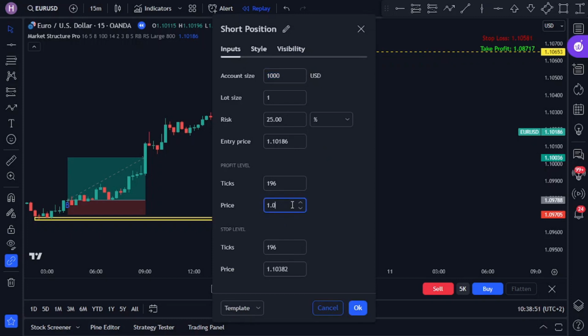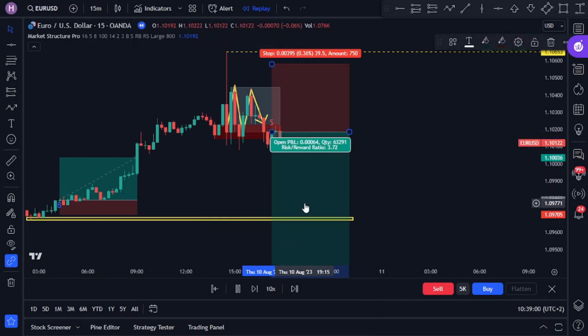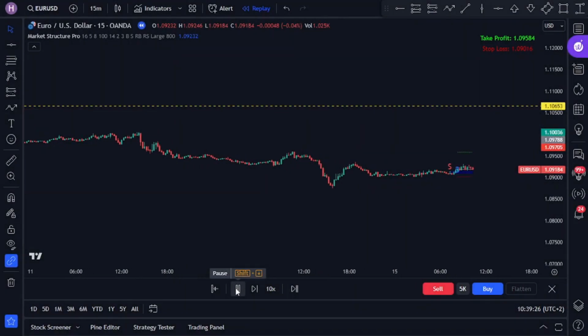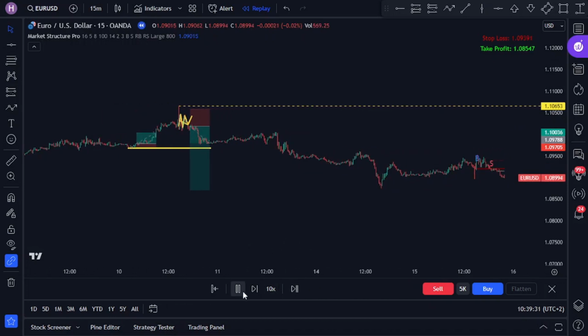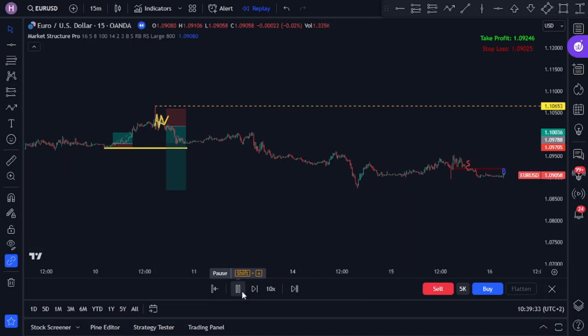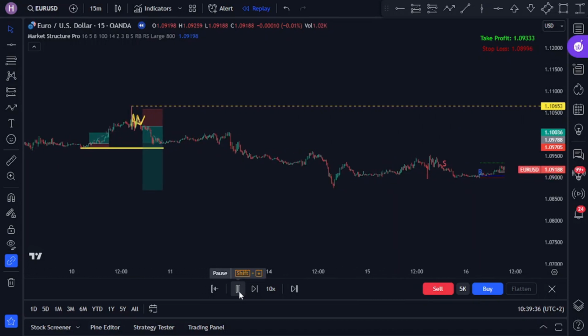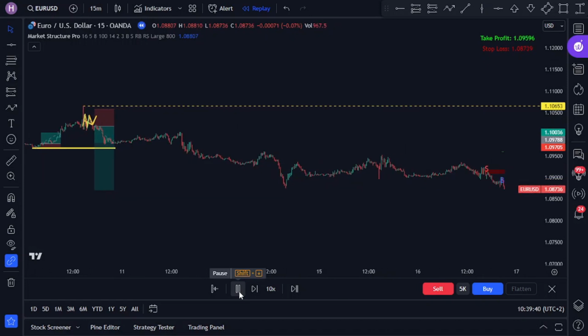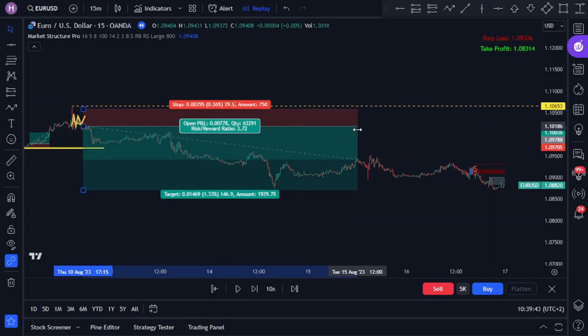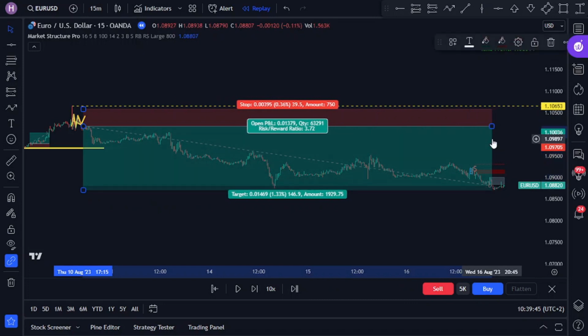And for the sell trade example, I'm going to use the stop loss and take profit levels provided by the indicator. This means once a market structure break has been identified by the Market Structure Pro indicator, it also provides you with guidance on where to place your stop loss and take profit level. In essence, it delivers all of the essential elements of a trade on a platter: the high probability trade entry, stop loss placement, and also take profit level.